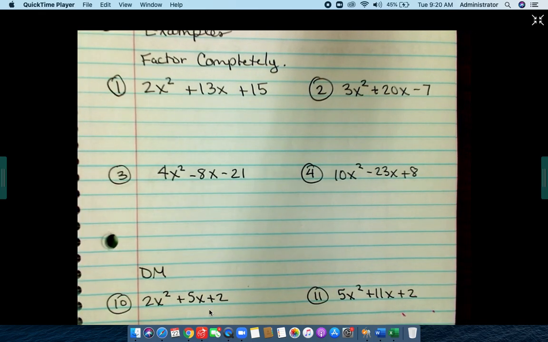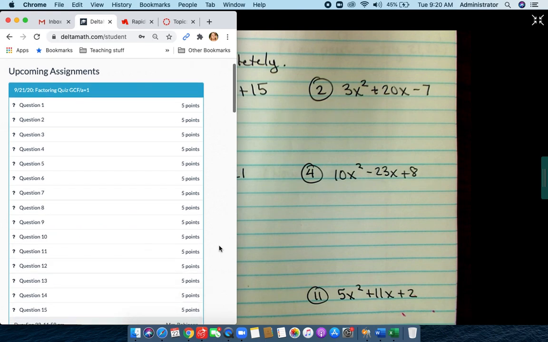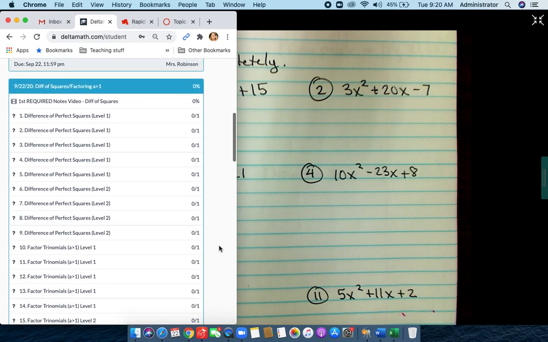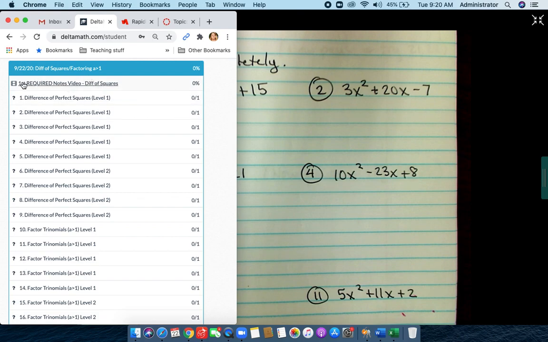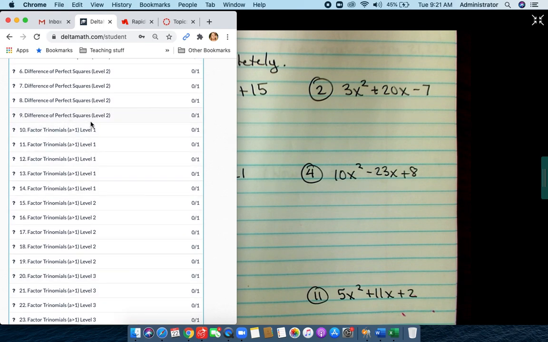So recall real quickly from Delta Math that if you open up Delta Math, you're going to see that this quiz is still open today. This is due by midnight tonight, so please take care of that if you have not already. And then here, the first part of the lesson you already did, which was to watch this video on differences of squares and then complete these 9 problems. And then there will be a video after I finish this one in between 9 and 10.